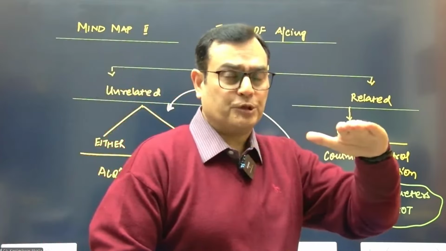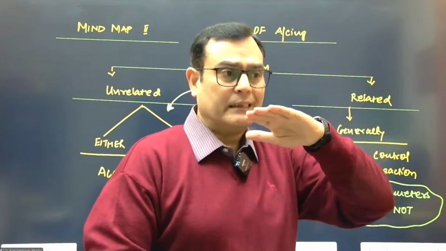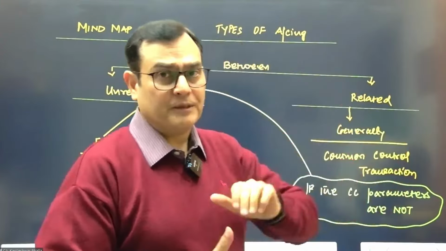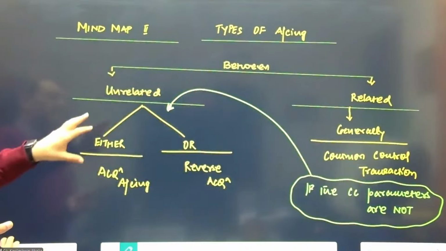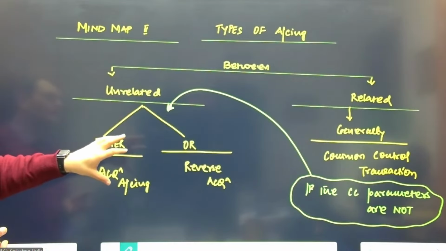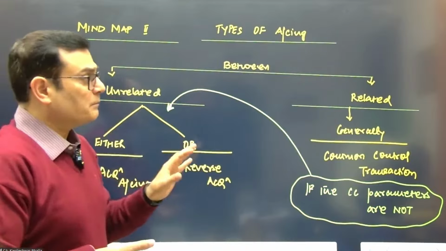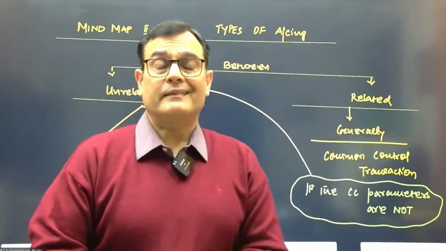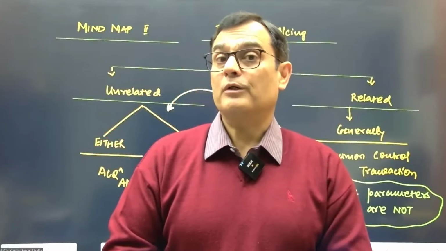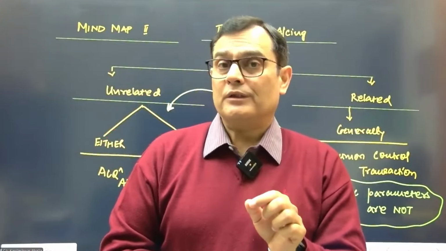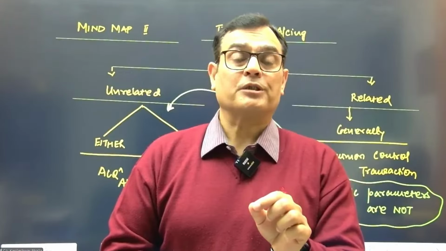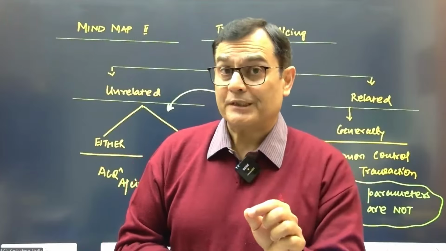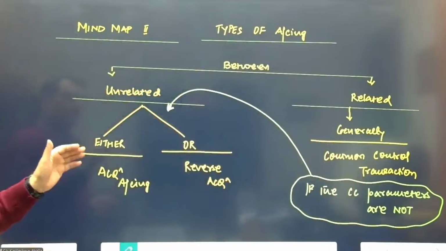So the flow is going to be acquisition accounting, then reverse acquisition, and then common control. But the larger picture you need to keep is unrelated parties can be either of the two accountings. Related parties would generally be common control if the parameters are met, and if not met, then it becomes either acquisition accounting or a reverse acquisition. So you cannot preclude the possibility of a reverse or acquisition accounting between related party transactions as well. Right, friends, let's go further and look at the concept of acquisition accounting.